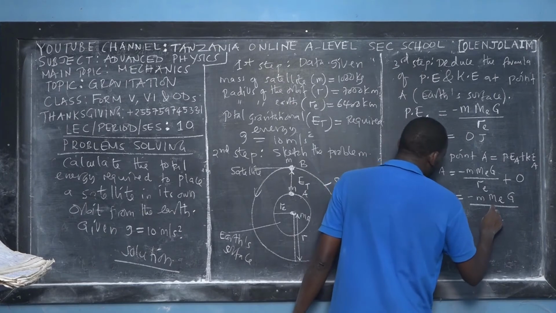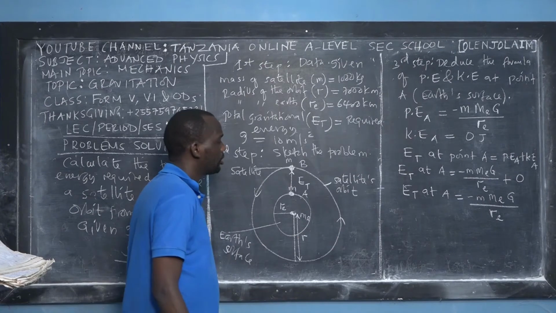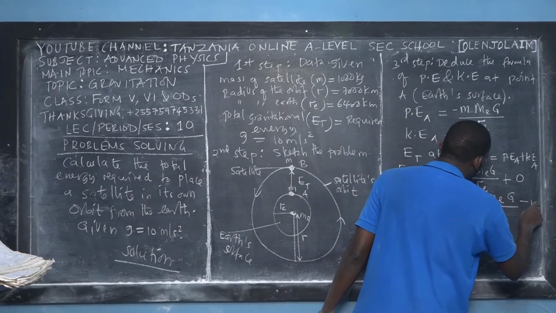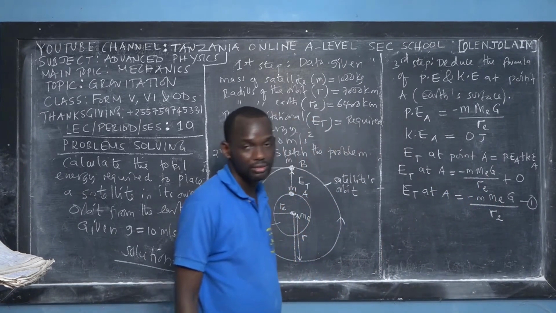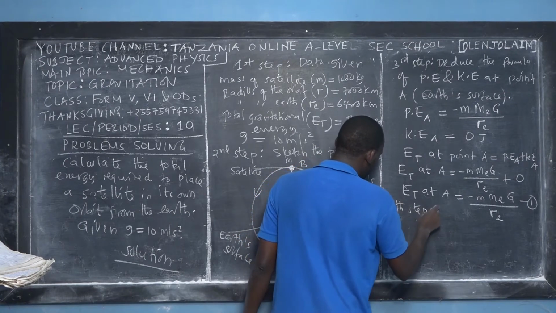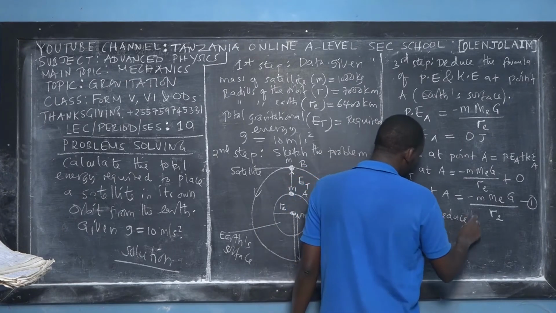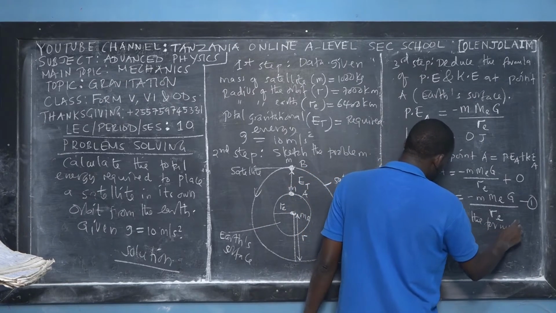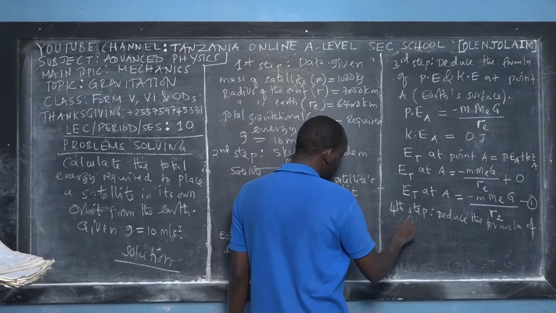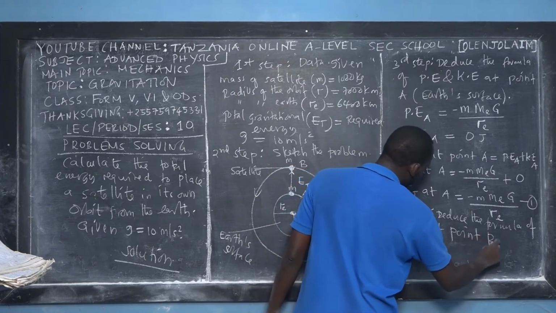Right? Radius of the S. Okay, good. So that is one of the formulas, so you can call this one equation 1, because we defined it. The first step now, we say that reduce the formula of potential energy at point B.